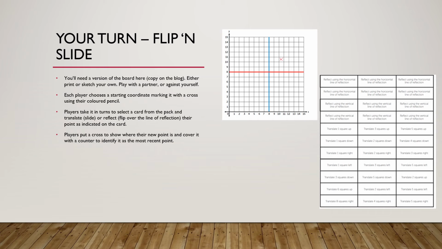So say for example I did this and I got reflect using the horizontal line of reflection, then my point would go over here because it'd be reflected across the line, just like we did yesterday. If the translation or reflection was outside the range of the axes, or it's already marked with a cross, then you miss your go, which means you're not going to get a cross down.